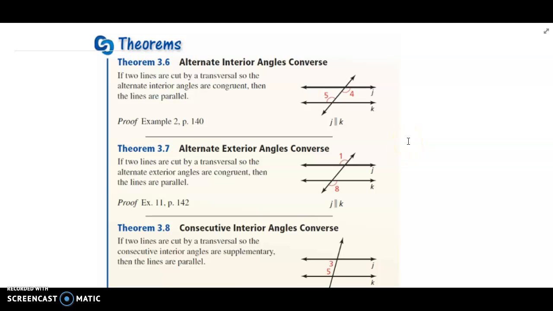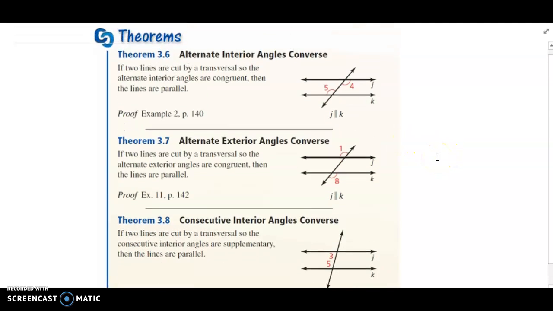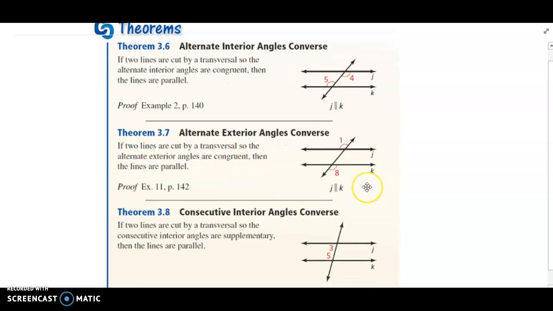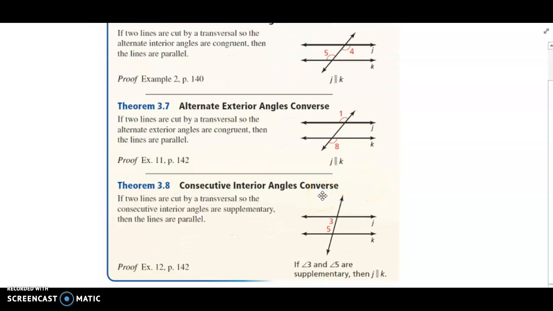All right, guys, now let's look at this. So we have more than just the corresponding angles converse. We also have the alternate interior angles converse, which just says if we know that alternate interior angles are congruent, then we can conclude that the lines are parallel. Same thing with the alternate exterior angles converse. If those are congruent, then the lines are parallel. And then consecutive interior angles, now remember this is kind of the odd man out. If we know that consecutive interior angles are supplementary, then we know these lines are parallel.